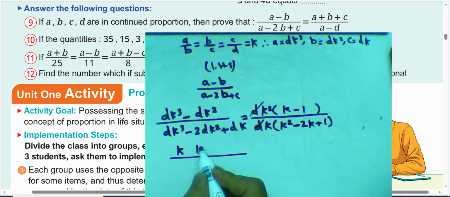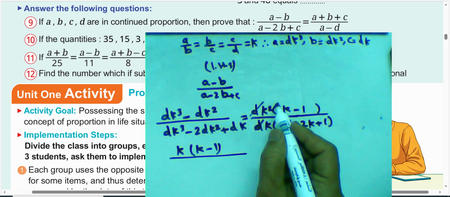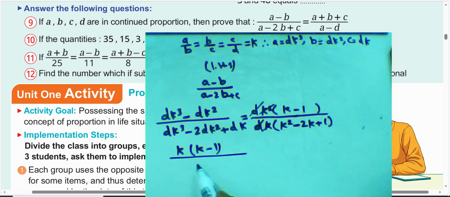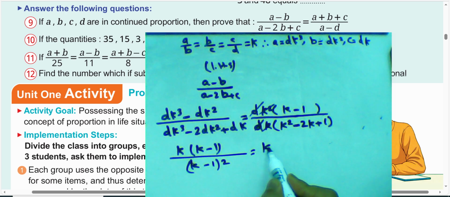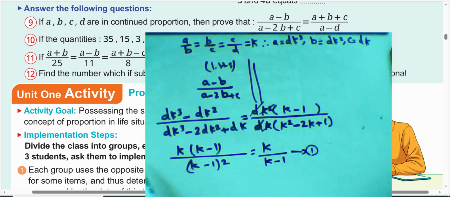And this expression we can simplify the numerator, k power 2 divided by k equal k. We can write here this is a perfect square. Write k minus 1 all power 2. Then we can simplify k and k minus 1 over k minus 1 all power 2. It will be k over k minus 1. This is relation number 1, about left hand side. And what about right hand side?